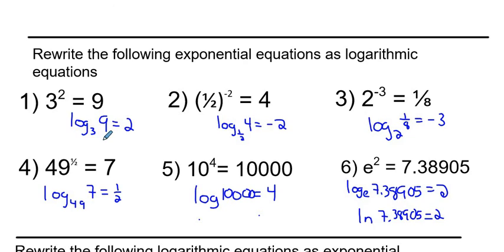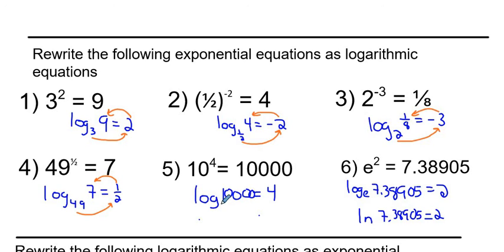So how does this work? This is how I always check my work. I go like this. 3 to the second power should equal 9, which is what I started with here. 1/2 to the -2. Remember that negatives reciprocate fractions. Then squared would be 4. 2 to the negative 3 would reciprocate, and then raising it to the third would be 8, so 1/8. 49 to the 1/2, remember 1/2 is a square root, so the square root of 49 is 7.